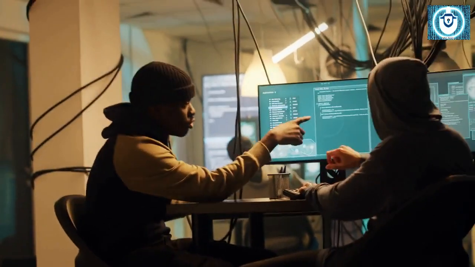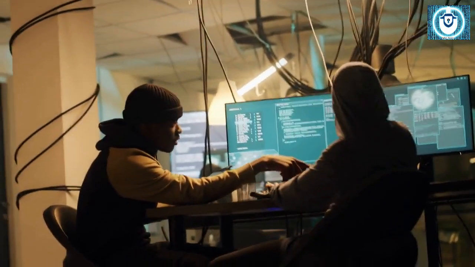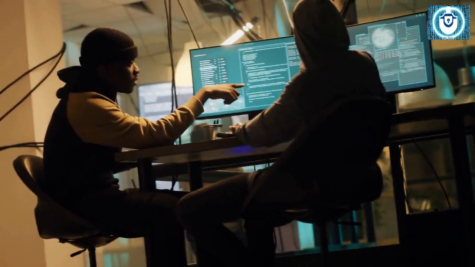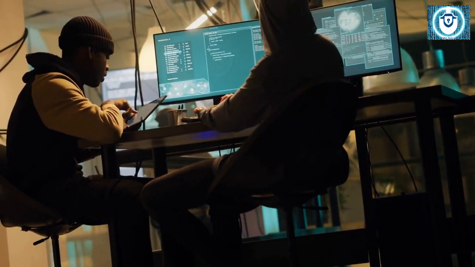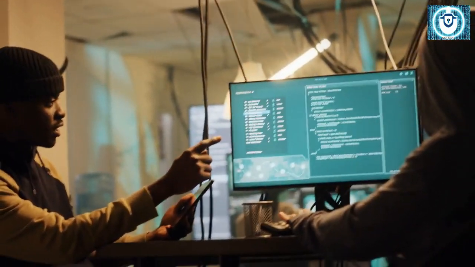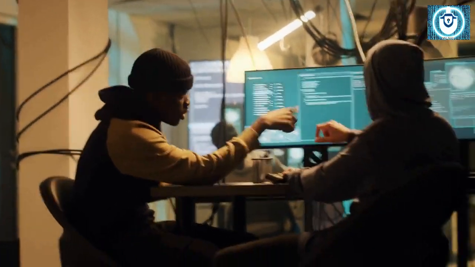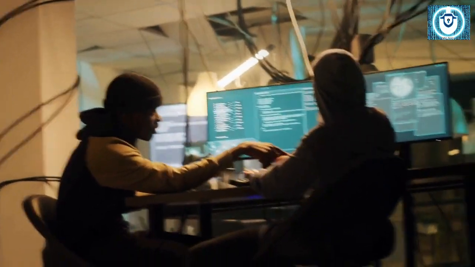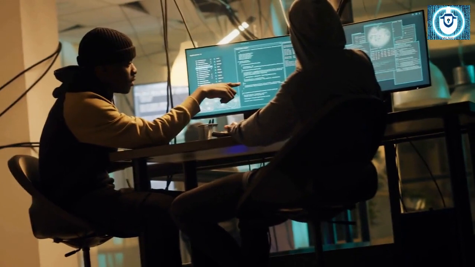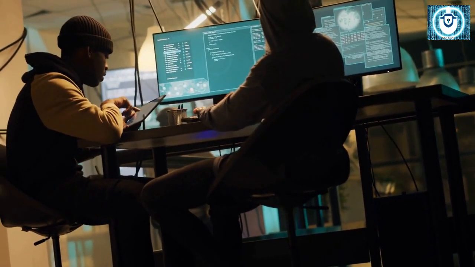Finally, penetration testing can help organizations improve their incident response capabilities by testing their ability to detect and respond to potential security incidents. By conducting regular penetration testing exercises and identifying potential weaknesses in their incident response plans, organizations can improve their ability to respond effectively to real-world cyber attacks.